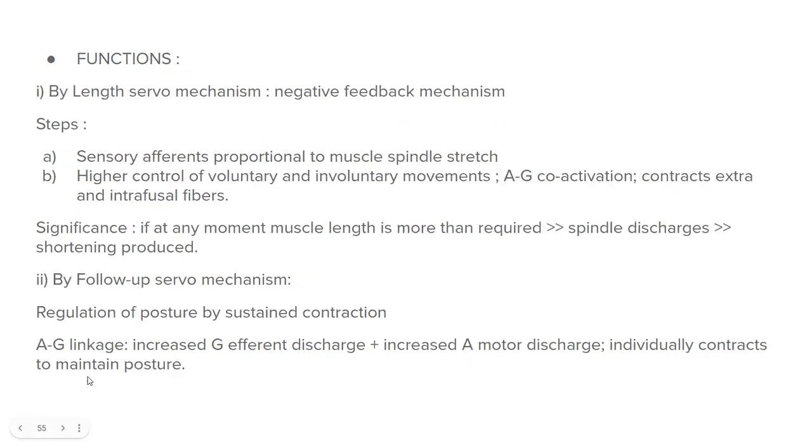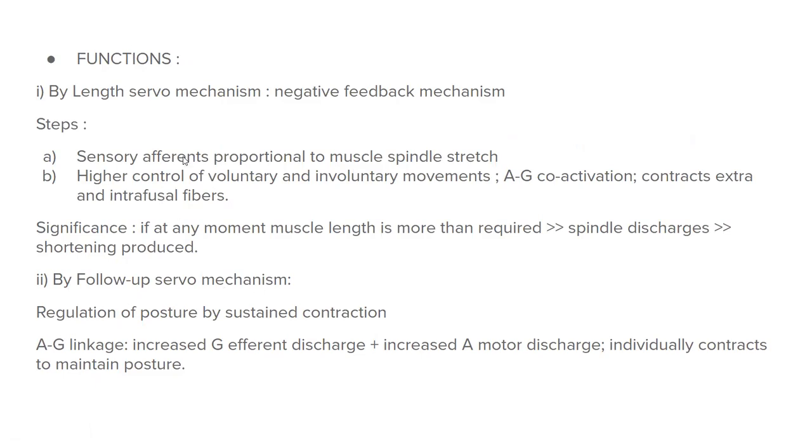So there are two mechanisms by which they act. One is called the length servo mechanism. The other one is your follow-up servo mechanism. Length servo is to detect the movements of the muscle when the muscle is in movement. When the body is moving, it detects it. Whereas the follow-up servo is regulation of posture, static. That's the difference in how it acts.